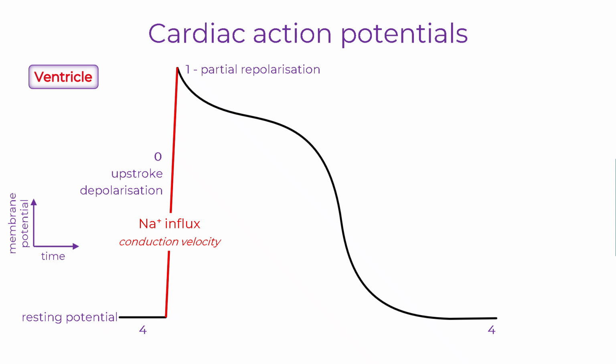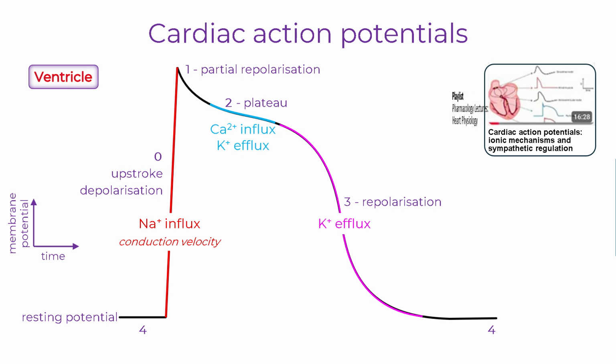Phase 2, the action potential plateau, reflects a balance between the inward flux of calcium ions and efflux of potassium ions, while final repolarisation, phase 3, is dominated by potassium efflux. In this video, we'll use the action potential as a framework rather than exploring it in detail. A full explanation of how ion channels generate the action potential is covered in a separate video, which you may want to review if you're less familiar with the underlying electrophysiology.